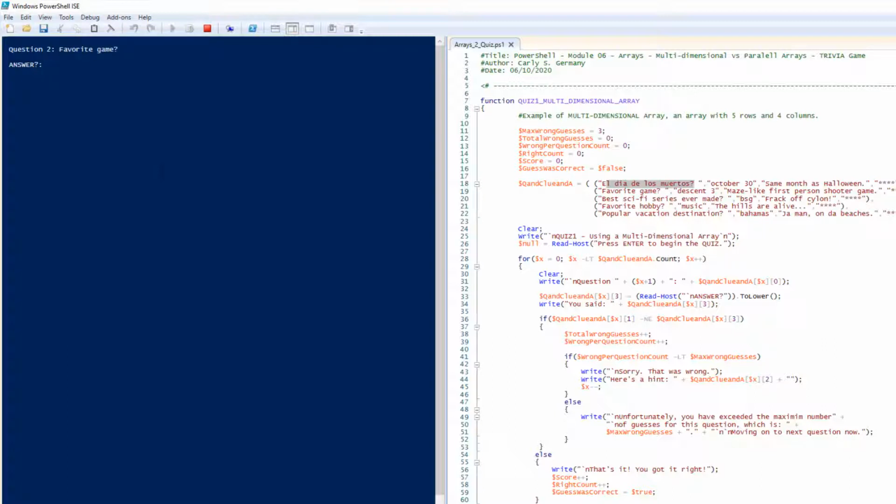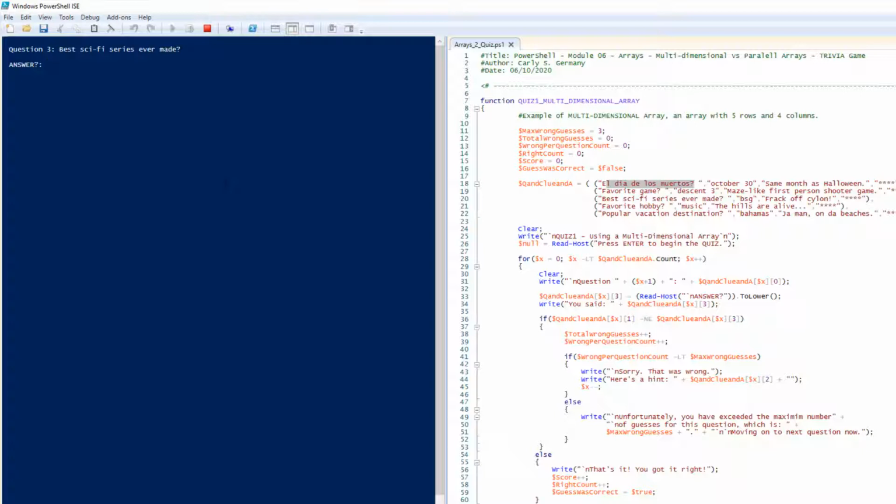Let's say that I guess chess. And in this case, here's a hint, maze-like first-person shooter game, video game, right? So my wrong guesses for this question is only 1. That was my first wrong guess, but my total wrong guesses is 3. I hit enter, and let's say Descent 3, you got it right. Okay, so I got that on my second guess. So my total wrong guesses is 3, that's right. My total wrong guesses for this current question is 1, that's right. And questions answered correctly is 2. And then, again, my wrong guesses per question counter is reset, and it rolls on to the third question.